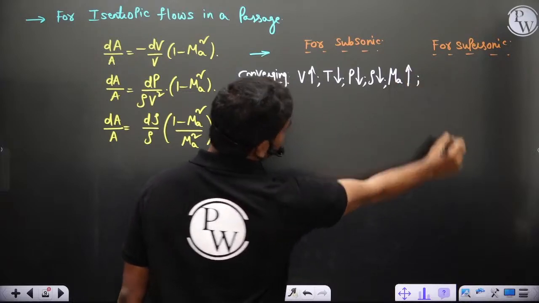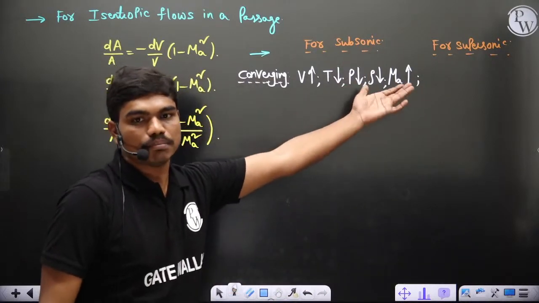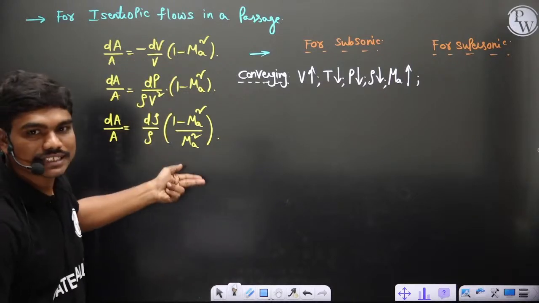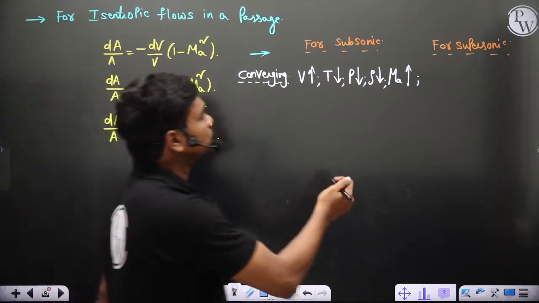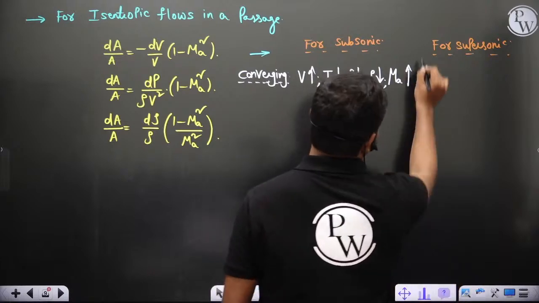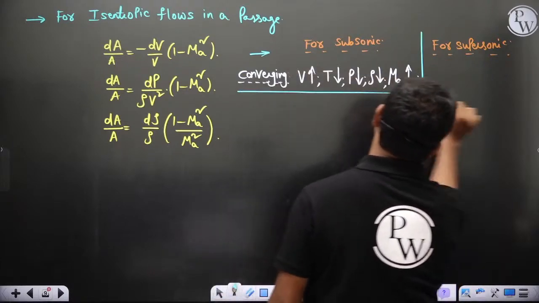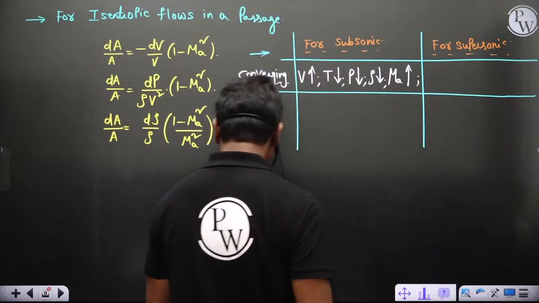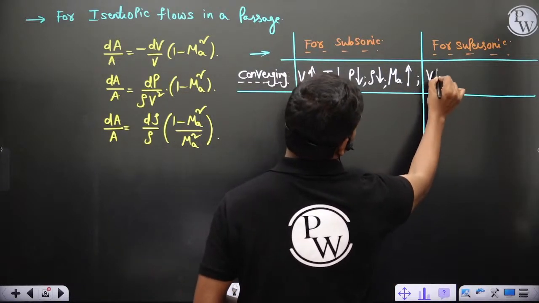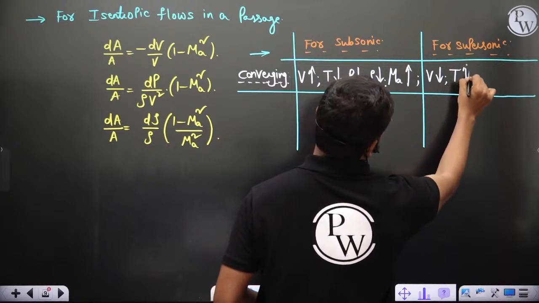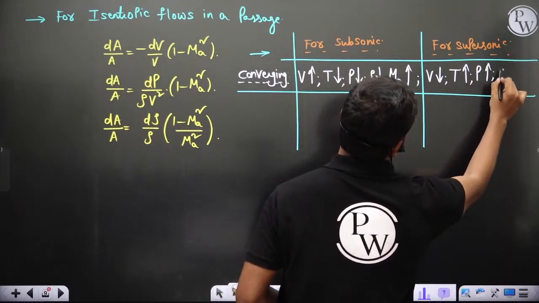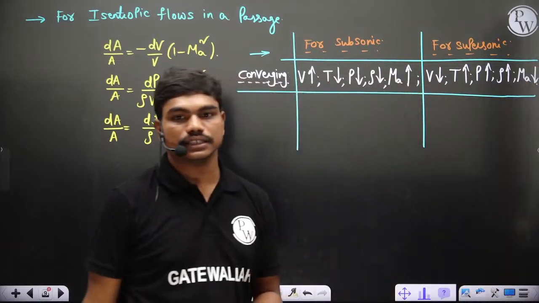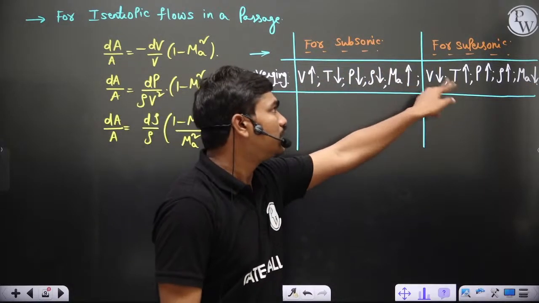If this is the case, then for supersonic what happens? Mach number is more than 1. So if you put in a Mach number more than 1, these quantities will be negative this time, and definitely signs will be opposite. If you draw a table like this, clearly you can see in this case velocity will decrease, temperature increases, pressure increases, density increases, and Mach number decreases, because it's just the opposite case of this.